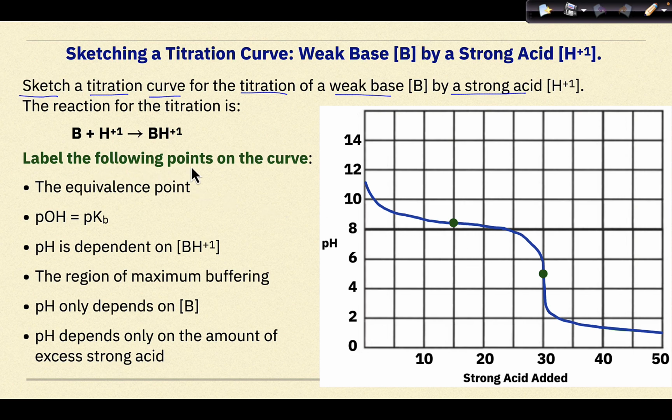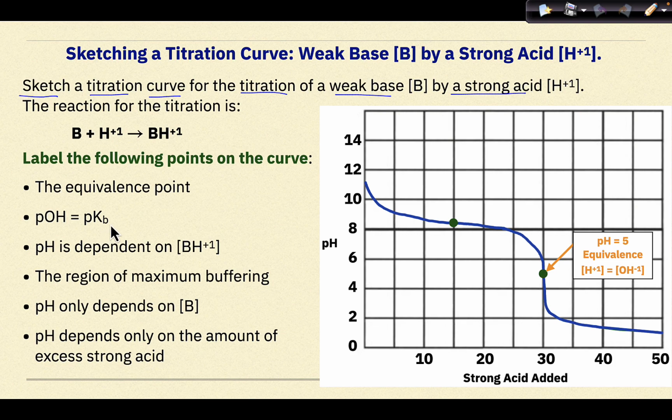So let's label the following points on the curve. The first point that we're going to label is the equivalence point. And the equivalence point is located at this green dot. So it is at a pH of 5. And this is the point where the hydrogen ion concentration equals the hydroxide ion concentration. This will be the steepest point in the graph.